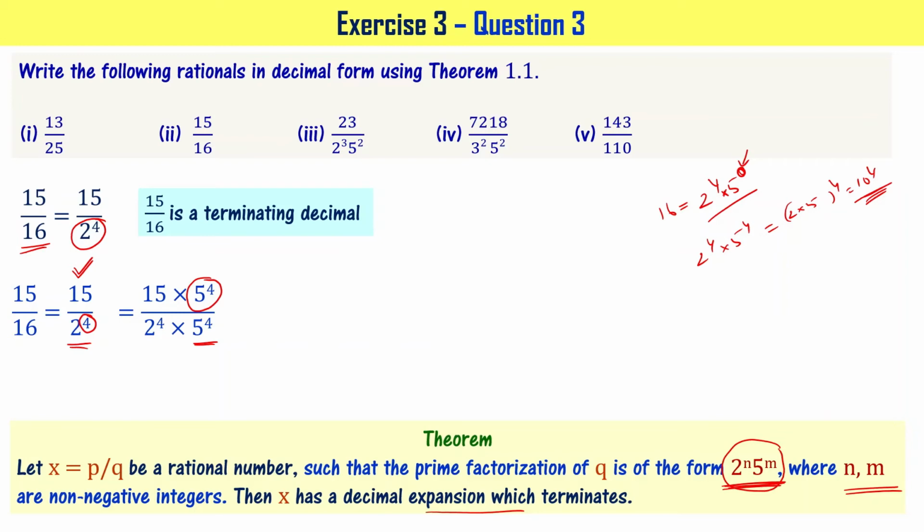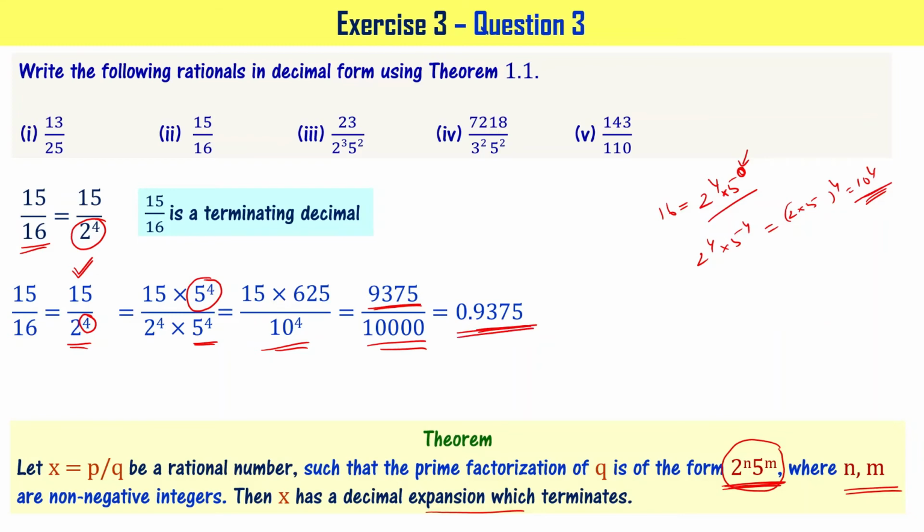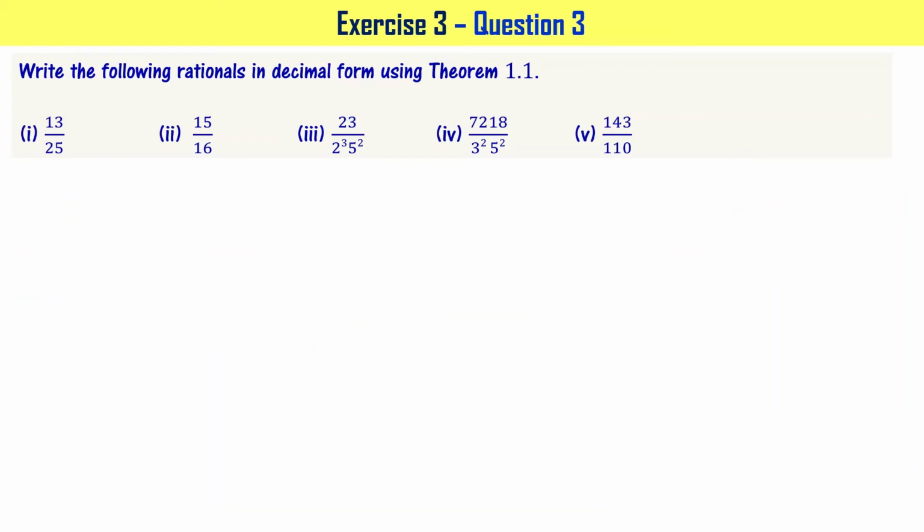So this can now be simplified and written as 15 times 625 divided by 10 power 4. 15 times 625 is 9,375. That divided by 10,000: you cross all these 4 zeros and put a dot before 4 digits. That's why you get the answer 0.9375. 15 by 16 is 0.9375, right? Now let's look at the next part of the problem.